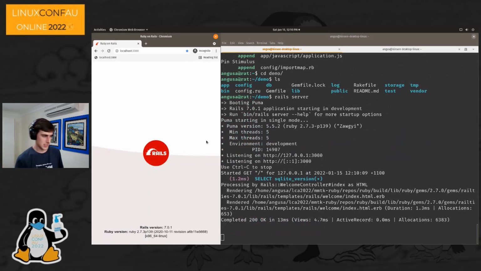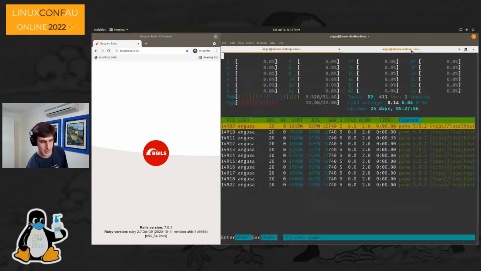Whoops, my apologies. And ta-da, we have Rails running. And as we can see down here in the terminal, this is running on MMTk Ruby. Now, there is a downside to this implementation, which is inherent to the fact it's a no-GC.